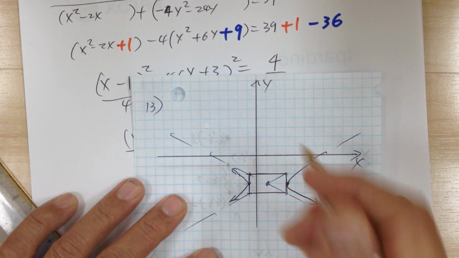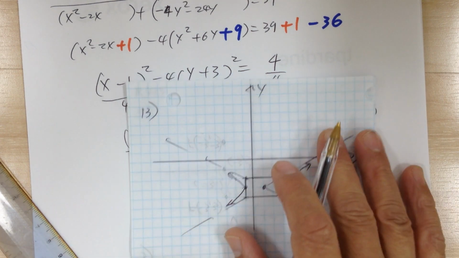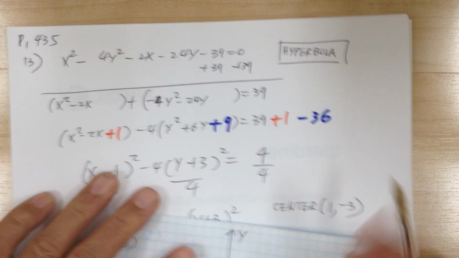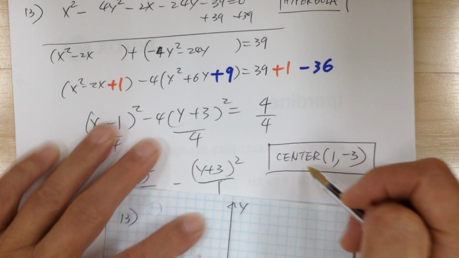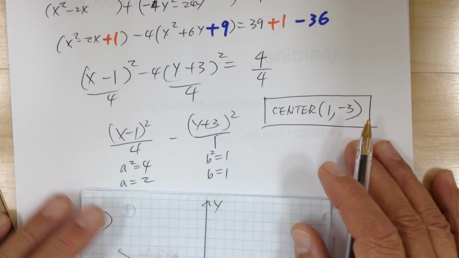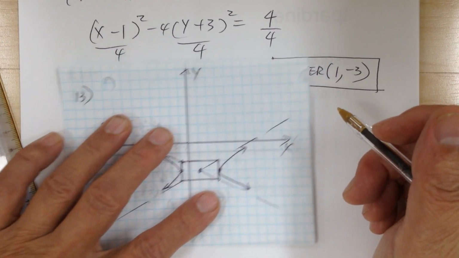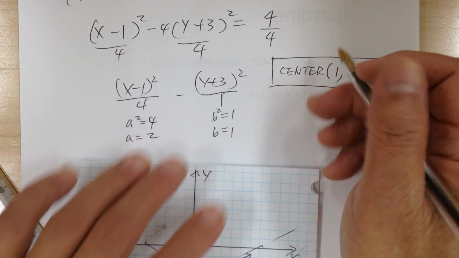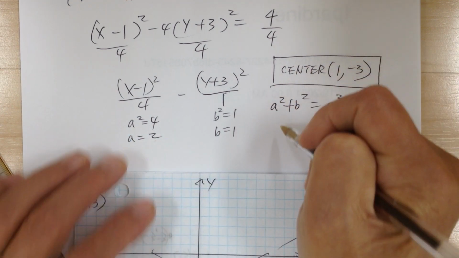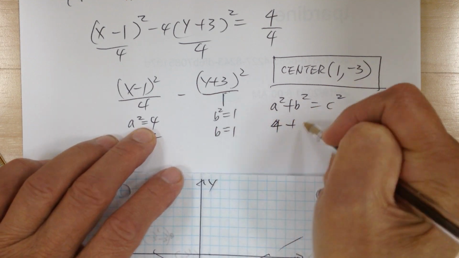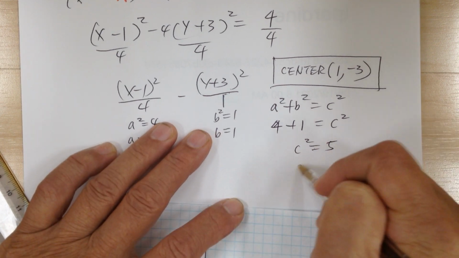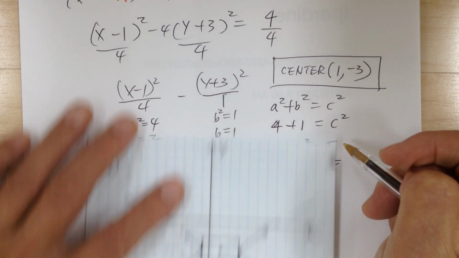Okay, and let's go and start to answer the question. Identify each conic, so we got that, that's hyperbola. Find the center, so we got that, so you can box your answers. Then you have to find the foci, so to find the f, you have to get your c, so you have to use your Pythagorean theorem. So a squared plus b squared equal to c squared, so you got 4 plus 1 equal to c squared, so c squared equal to 5, so c equal to square root of 5, okay?